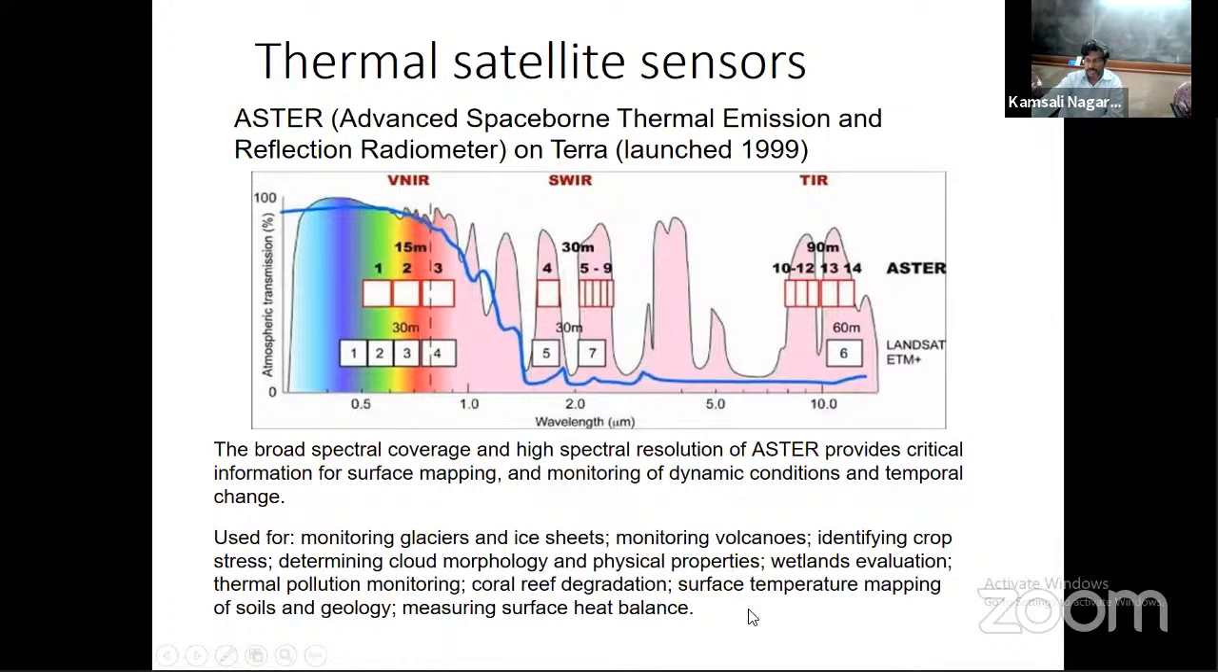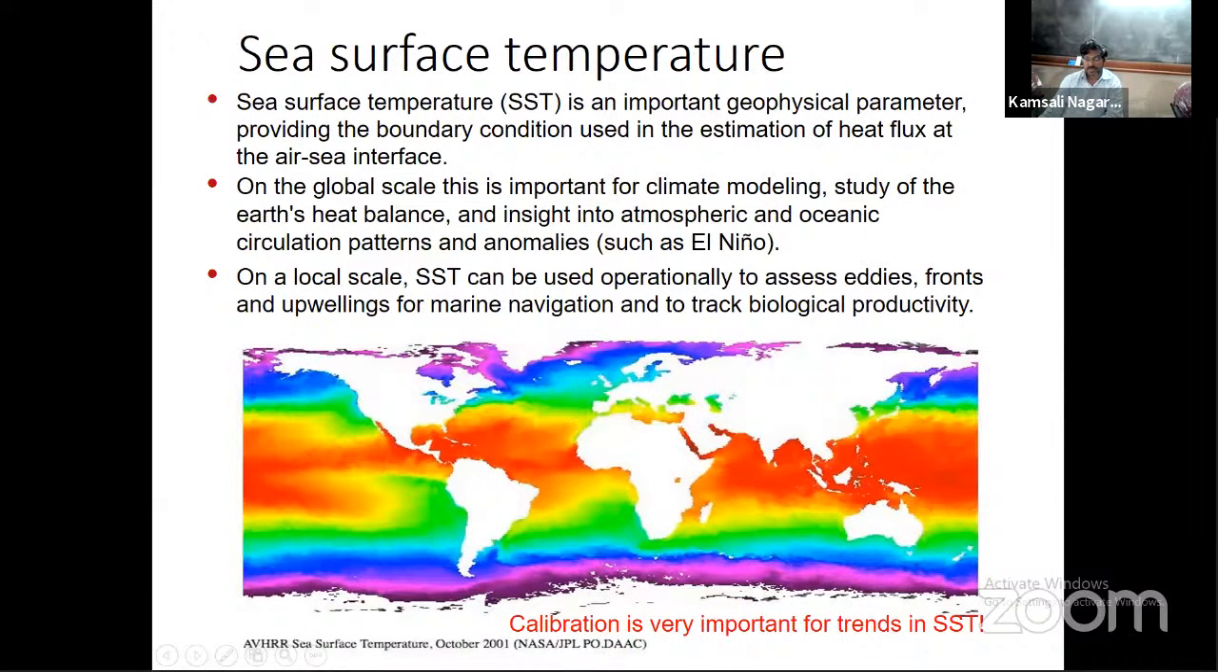Coral reef degradation, surface temperature mapping of soil and geology, and measuring the surface heat balance. These are some of the features for which these sensors can work. Sea surface temperature can also be measured. See that whatever is appearing in red color is at higher temperature, and whatever is at lower temperature, excluding the landmass. Landmass is shown as white color actually, and lower temperatures are shown in blue to indigo color. This calibration is very much required.